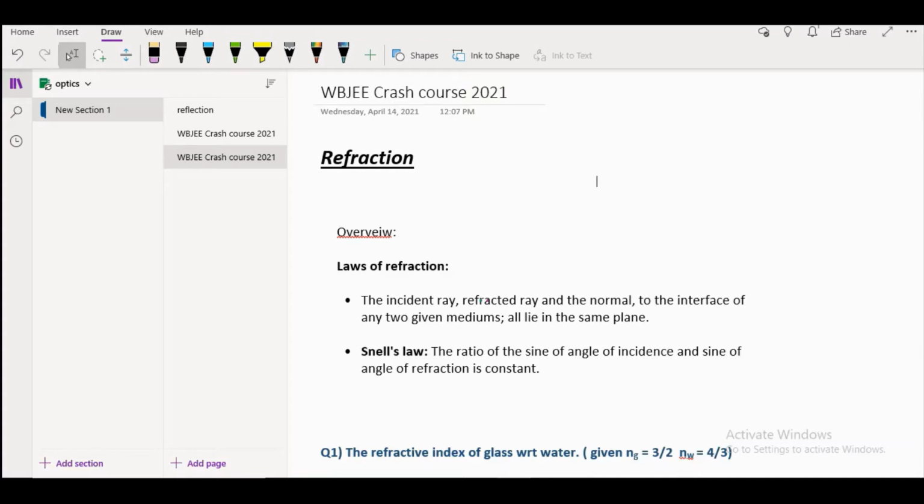And the Snell's law, which is very important and which is the major formula for solving most of the questions on refraction. That is the ratio of the sine of angle of incidence and sine of angle of refraction is constant, and that is what we call refractive index, and it is denoted by the symbol mu. So it is basically sine of angle of incidence by sine of angle of refraction. Easy, right? So we know the basic terms.